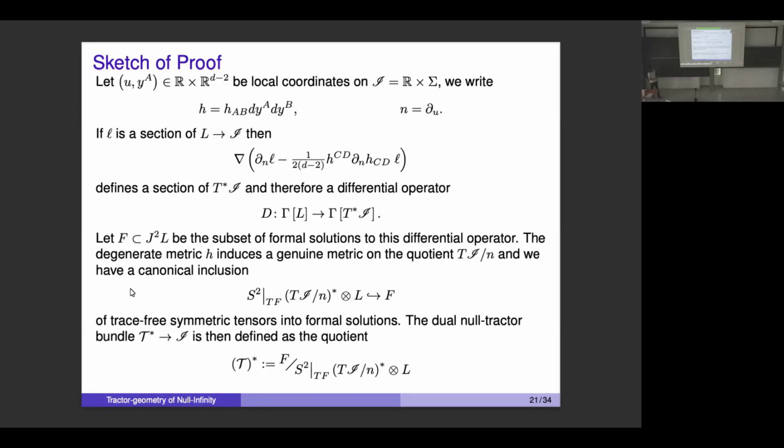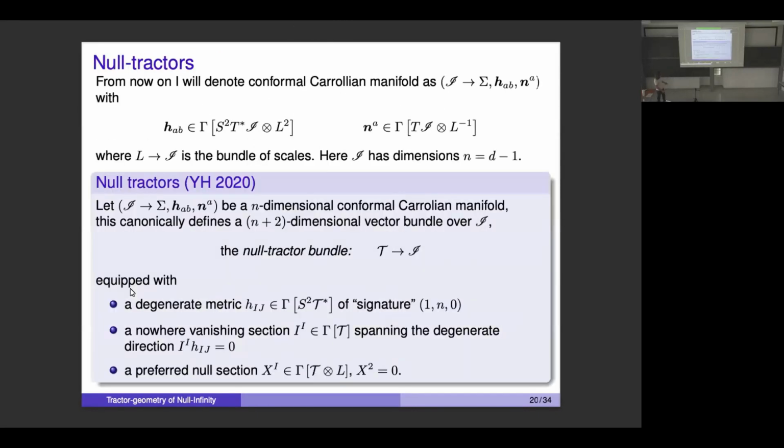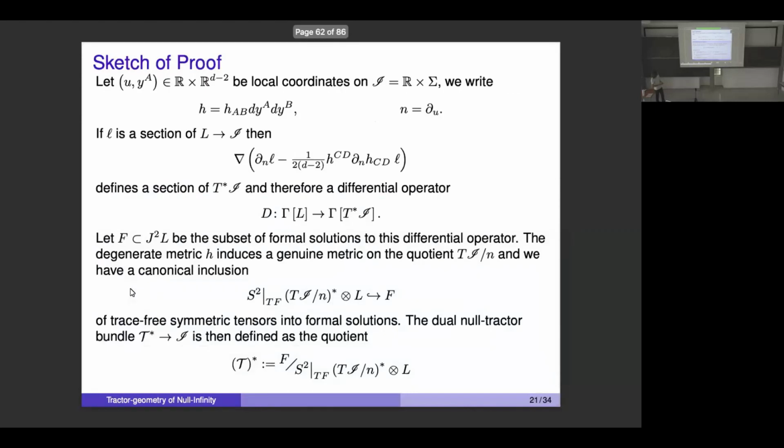Yannick, sorry, can you go back to the previous slide? Because I'm confused with the dimension. The Cartan manifold is dimension n... minus 1. As always, tractors are n+2 dimensional, where n is the dimension of your manifold. So the Cartan manifold is dimension d-1. Yes, so d is the dimension of the space-time, and n is the dimension of the boundary. Okay, and the tractor bundle is n+2 dimensional. Yeah, and here it is d. Of course, this is really d, so it's not n.